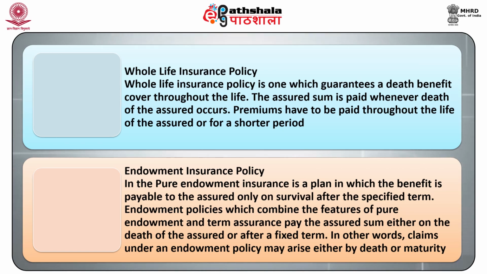Next, endowment insurance policy. Pure endowment insurance is a plan in which the benefit is payable to the assured only on survival after the specified term. Endowment policies, which combine the features of pure endowment and term insurance, pay the assured sum either on the death of the assured or after a fixed term. In other words, claims under an endowment policy may arise either by death or maturity.